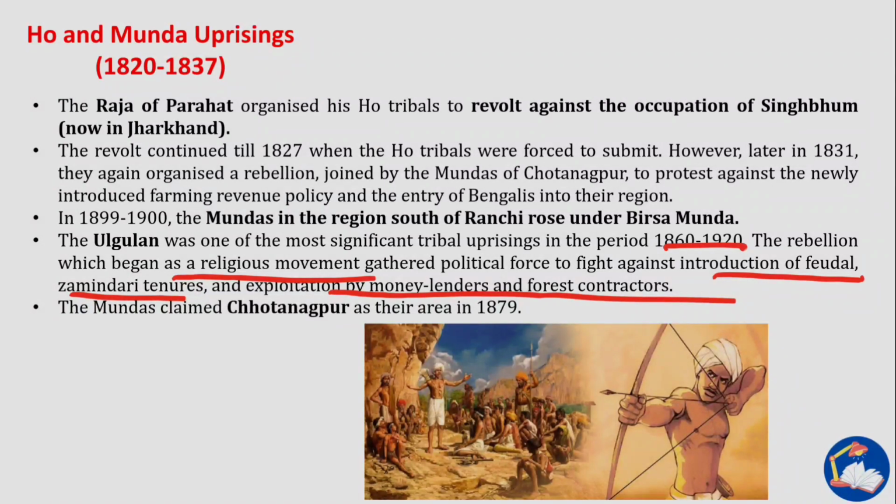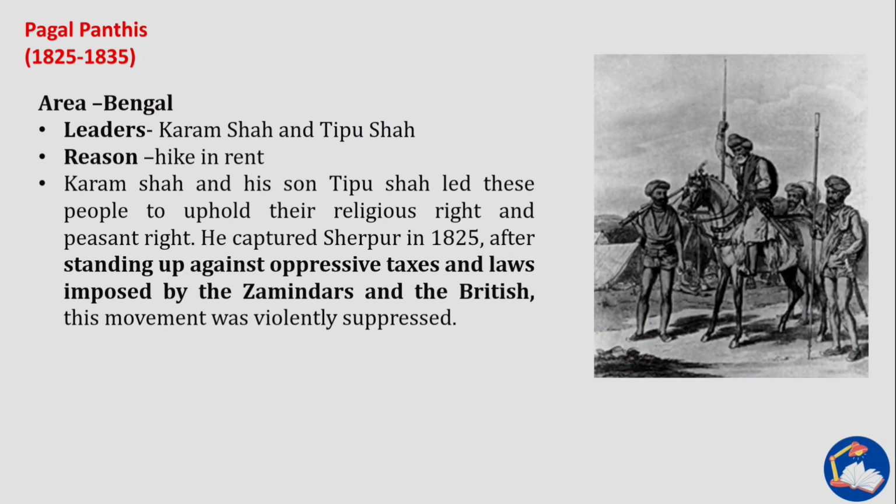Birsa Munda was the leader of that movement. He was against the missionary activities at that time. At that time the zamindars were high-caste landlords who exploited the Munda community. So Birsa Munda came up against all this and, as you can see in the picture, he strengthened the Munda community to fight against the British and the people who exploited them. The Mundas claimed Chota Nagpur as their area in 1879.